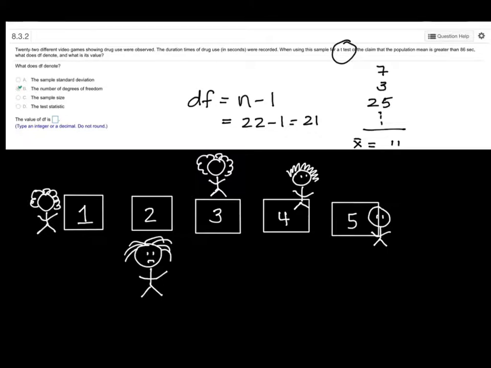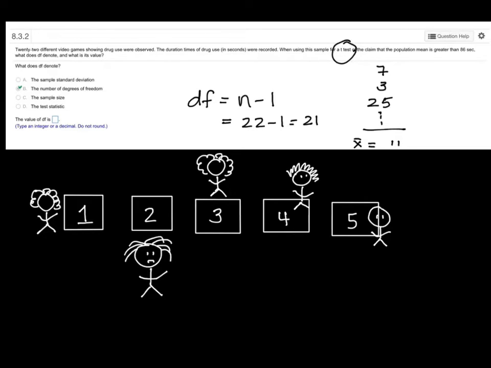So if we list 21 of the different times for drug use, they could be any values at all, but once we've written down 21 of them and we know that the mean has to turn out to be 11, then we're going to be forced to make the last one whatever particular value it happens to be. So that's the idea with degrees of freedom, and that's how you work that problem. So it's really just as simple as taking the sample size minus 1.